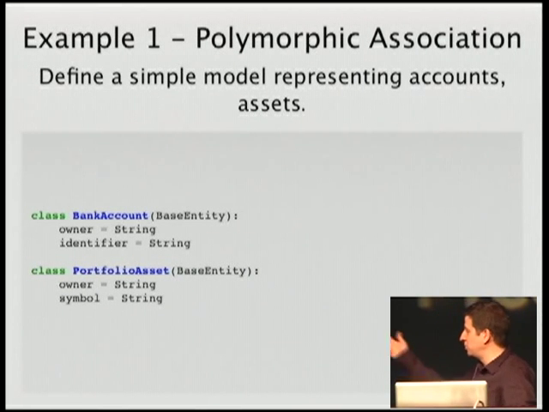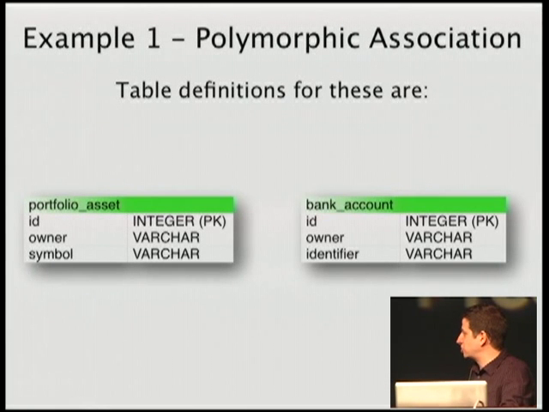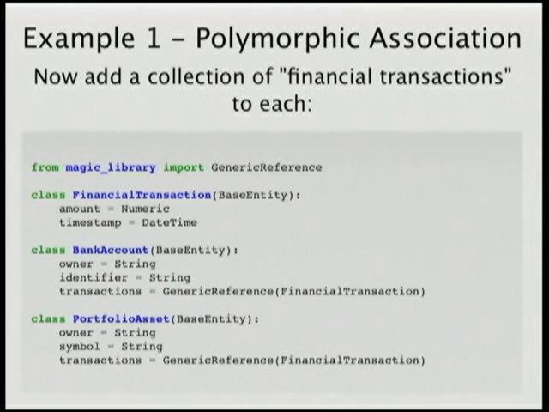So that's kind of two entities we're going to start with, and they have a string name of the person who owns it, which is probably not how we would do this in real life, but just for the sake of example. And they also have a symbol to identify which stock you own, and an identifier, which is your bank account number. So now we want to use some mythical library called Magic Library to add a collection to each of those objects to an object called the financial transaction.